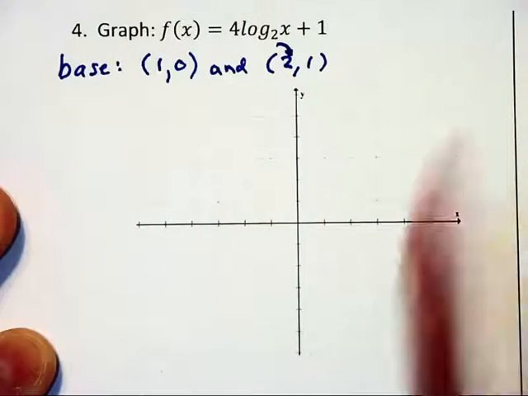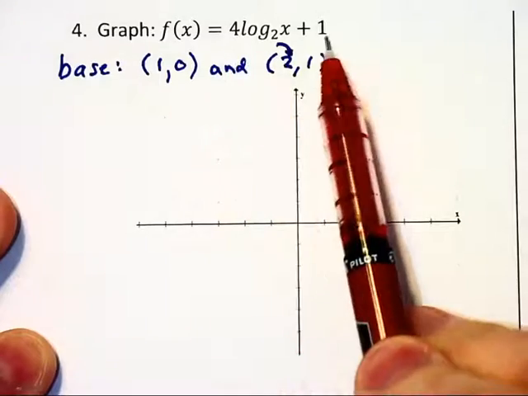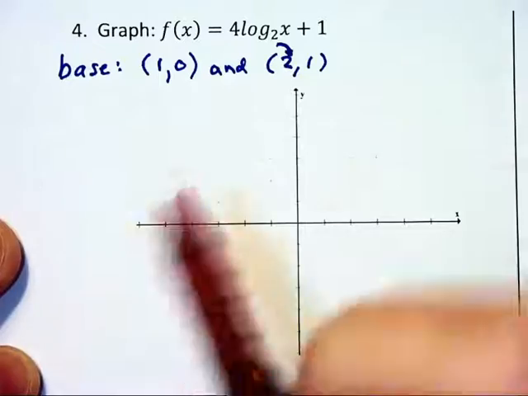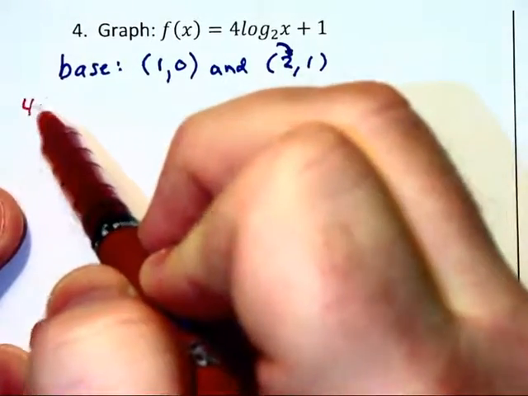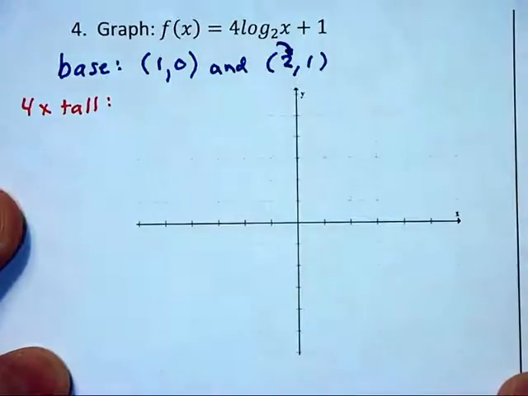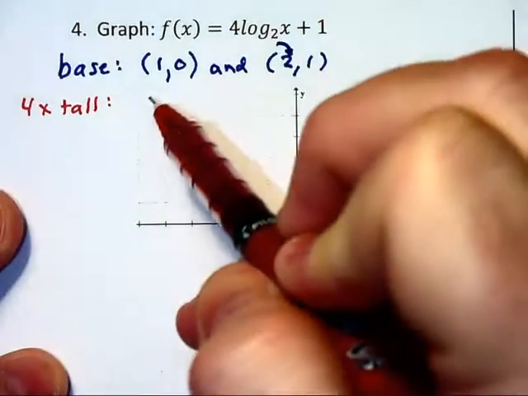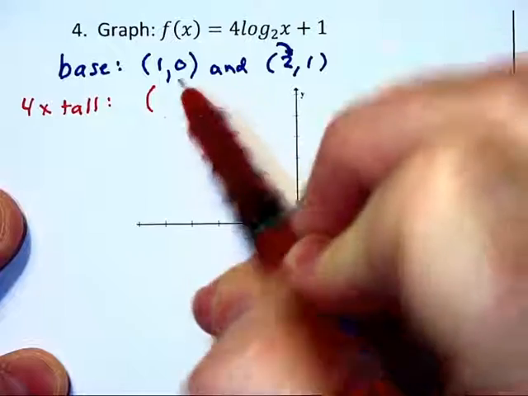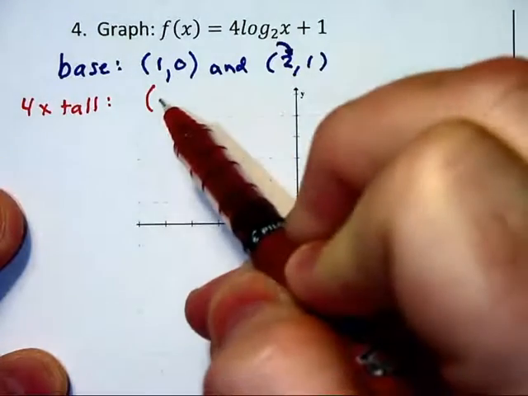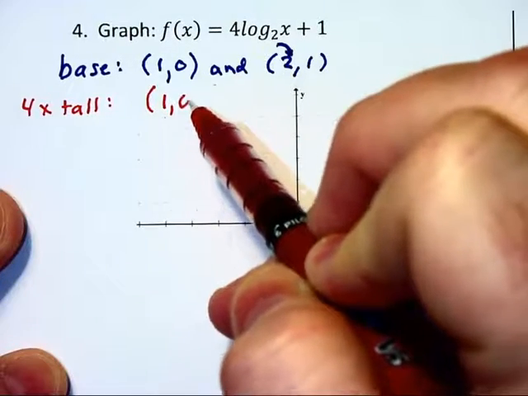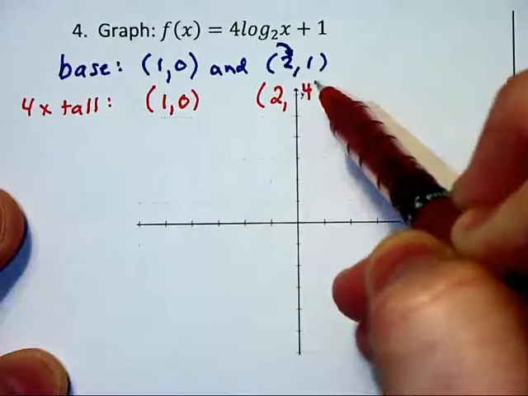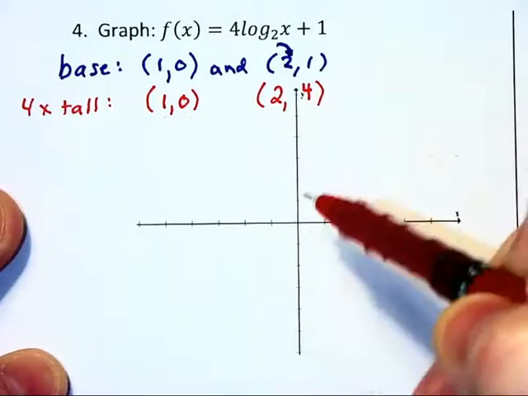Now let's look at what these different numbers 4 and 1 will do to this operation. That 4 out front is going to make the graph 4 times as tall. Well, what does that do? That affects the y value. What we're doing here is transformations. The y value, if I make this point 4 times higher, 0 times 4 is still 0. So the transformation does not affect that point. But the second point becomes 2, 4, because 4 times 1 is 4.